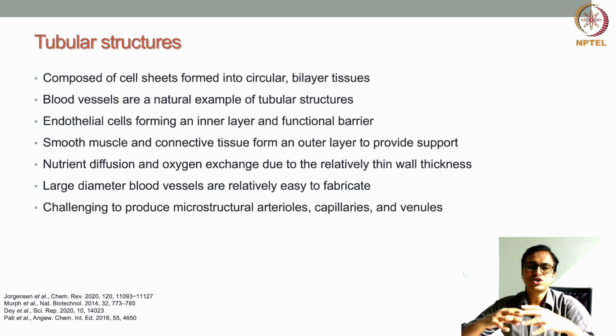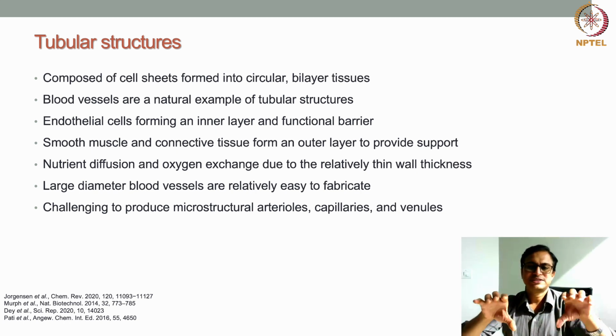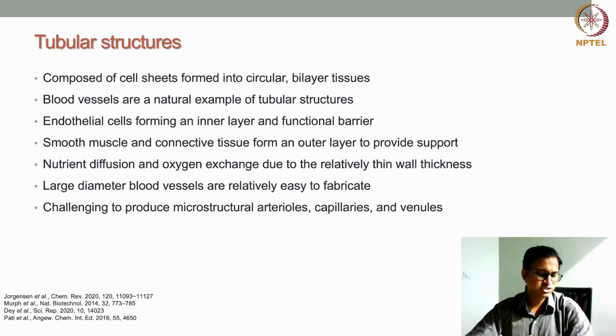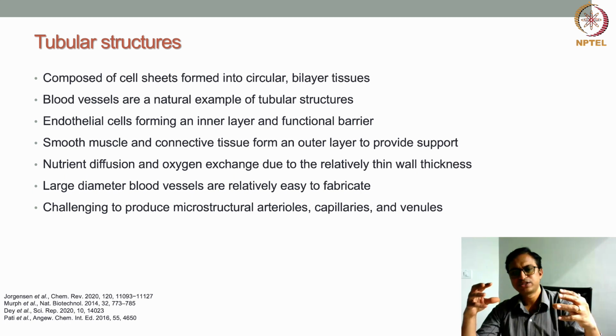Then on top of the innermost layer, smooth muscle and connective tissue form the outer layer, right? That provides support and stability to the innermost structure, so that the whole blood vessel can be developed. Accordingly, when you are targeting bioprinting, you have to develop this innermost layer structure and the outer smooth muscle and connective tissue layers that are present on the outside.